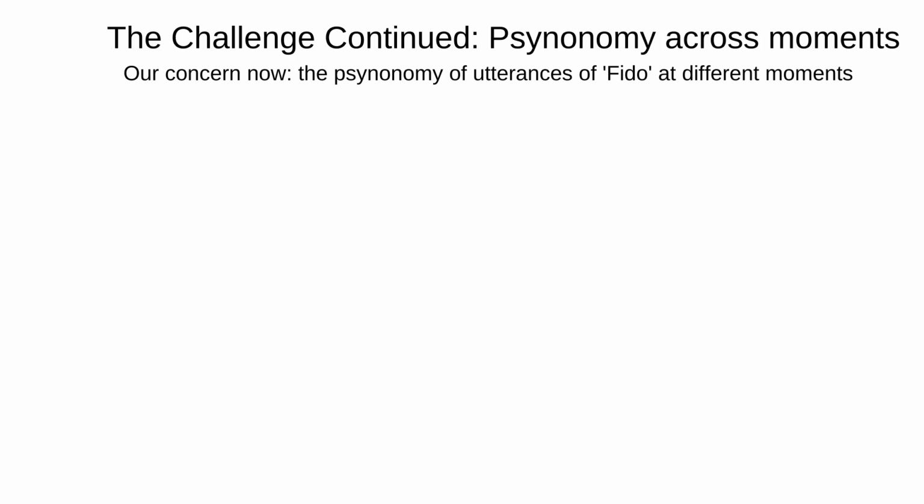Okay, so that's a good start, but it tells us only about sameness of word meaning within sentences in some one moment. Pretty clearly, we need to be able to say something about when two token phrases from different moments of speech have the same meaning too. Here, our first priority is to find a way to correlate tokens of the very same phrase type at different moments. Utterances of Fido, say, at different moments.